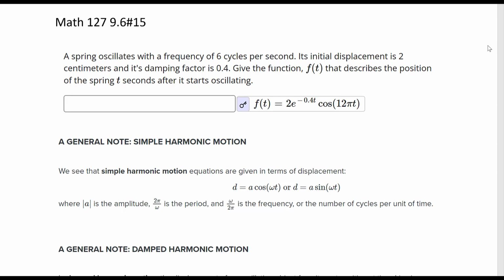I thought this would be an interesting problem to work through. A student asked a question about it. I pulled the answer up. It's all screenshots here. So a spring oscillates with a frequency of 6 cycles per second.